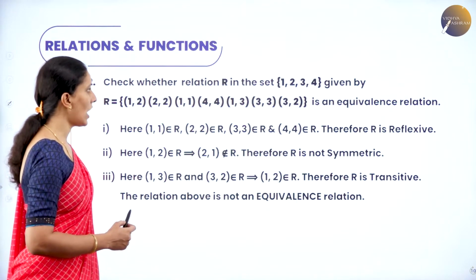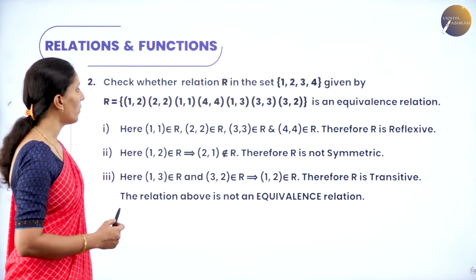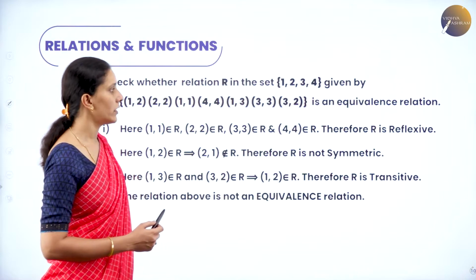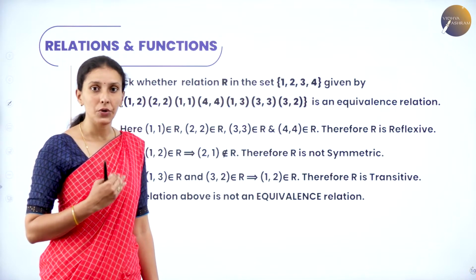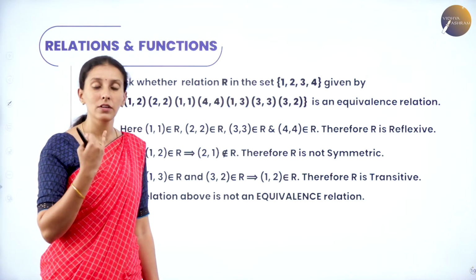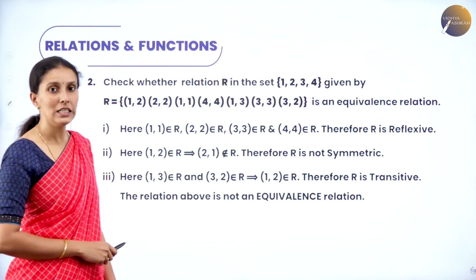Let us take the second problem. Check whether the relation R in the set {1, 2, 3, 4} given by {(1, 2), (2, 2), (1, 1), (4, 4), (1, 3), (3, 3), (3, 2)} is an equivalence relation. To verify that the given relation is an equivalence relation, it should satisfy reflexive, symmetric as well as transitive. Now we have 4 elements in the set.